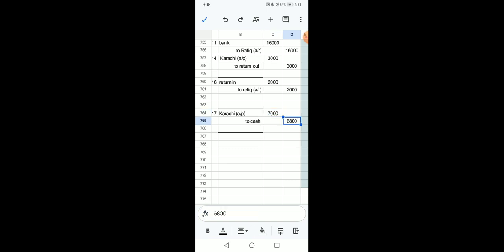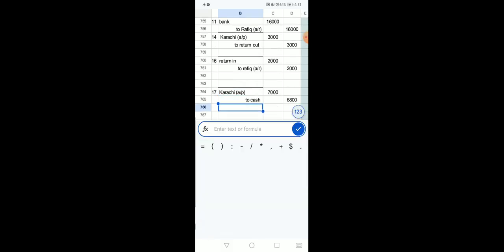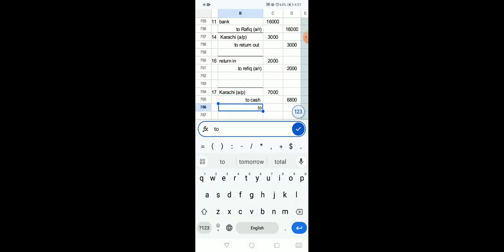But actually you have paid only 6,800. So who will decide to pay less? It is actually your creditor who will decide if he will permit. If he will allow, then this is the only option available. Then you will be able to pay less. As they are permitting, we are in a comfortable situation as we are receiving it. The concession has been given by Karachi and concession is received by us, so it is favorable for us, it is income for us. Income should be mentioned on credit side, so you will write it as discount.